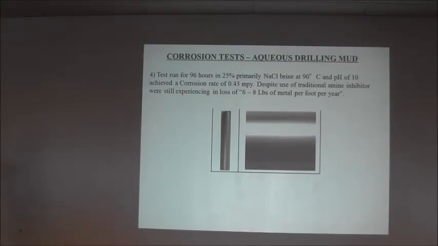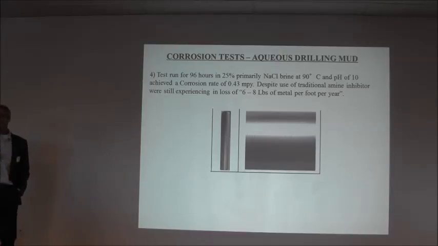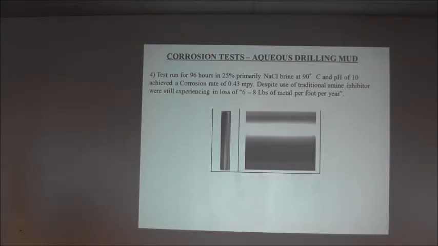The customer that had asked for a solution in this case had quoted that they were experiencing 6 to 8 pounds of metal loss per foot per year on their drill strings. And that was with using a traditional amine inhibitor. So again, on this test here with more of a polymer type phosphonate blend, you can see that we got the corrosion rate down to 0.43 MPY. So the effect of oxygen, the effect of high salinity brine, very dramatic, but they can be controlled.